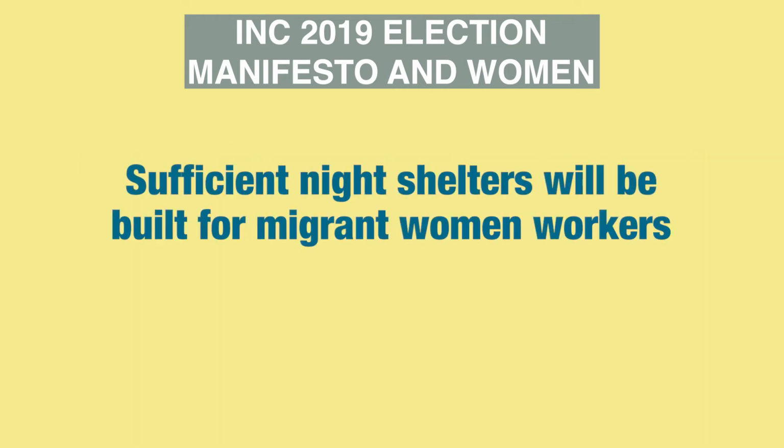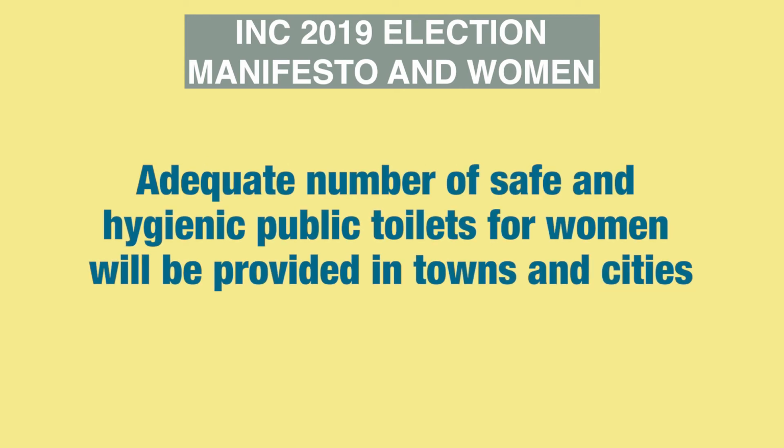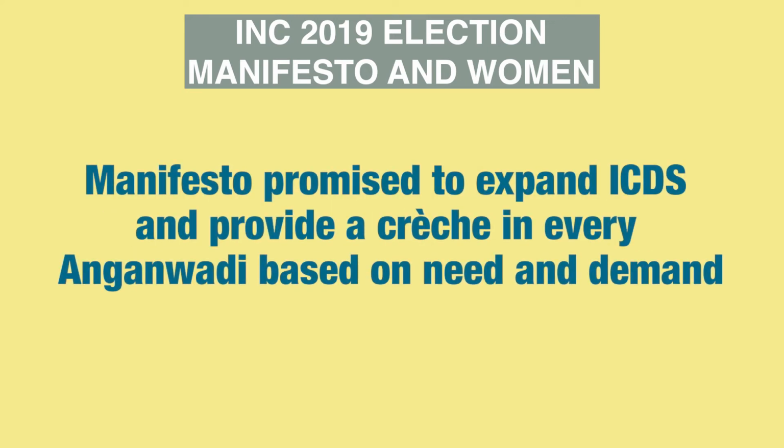Sufficient night shelters will be built for migrant women workers. An adequate number of safe and hygienic public toilets for women will be provided in towns and cities. The manifesto also promises to expand ICDS and provide a creche in every Anganwadi center based on need and demand.